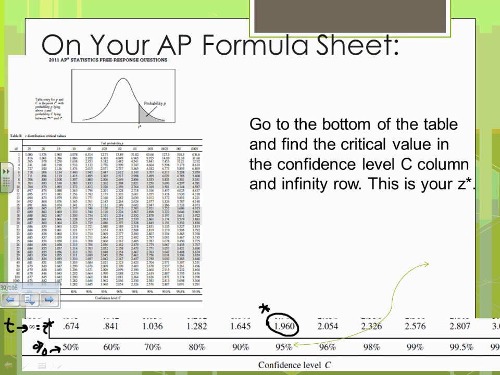So if I was doing a 90% confidence interval, 1.645 would be my critical value.